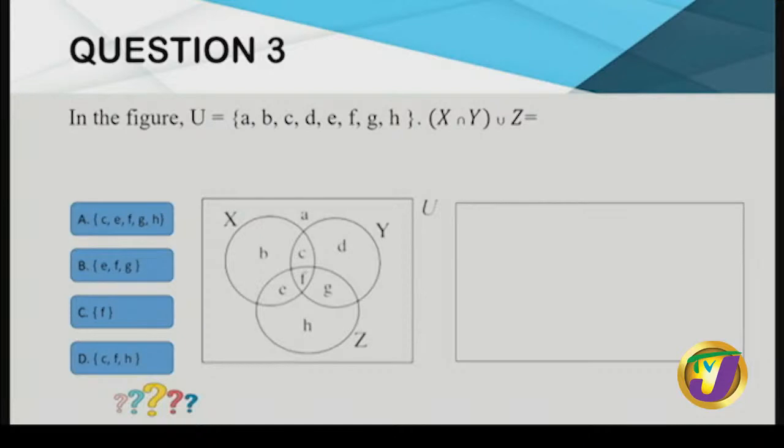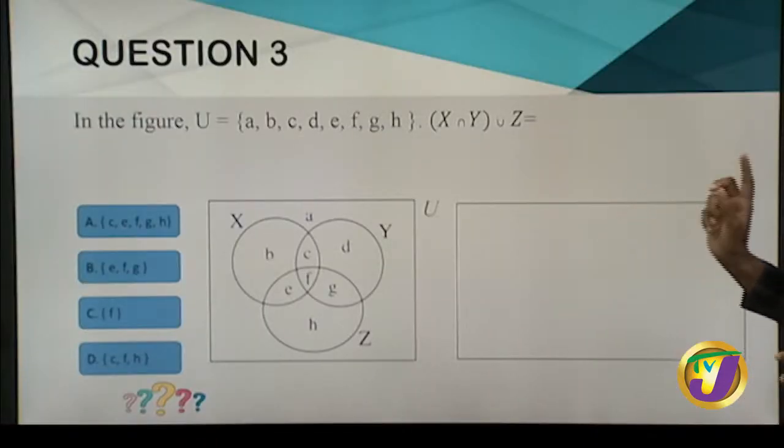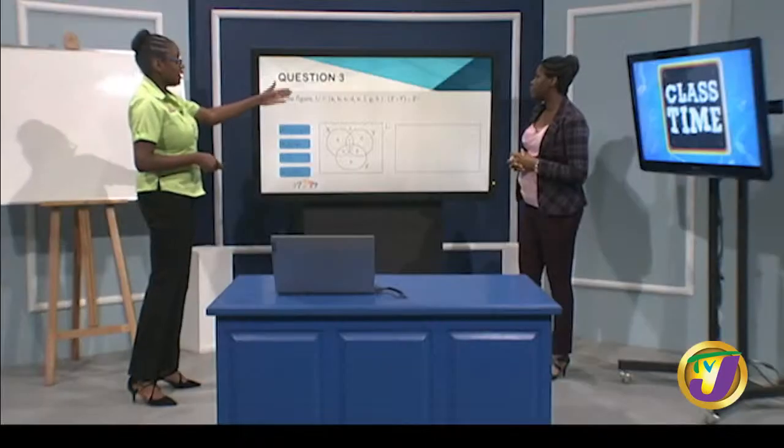So we have 3 subsets of the universal set. We notice that in set X we have B, C, E, F. In set Y, we have C, D, F, G. And in set Z we have E, F, G, H. So we can look at this question in parts.